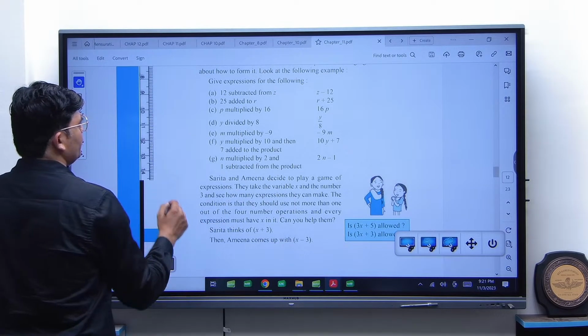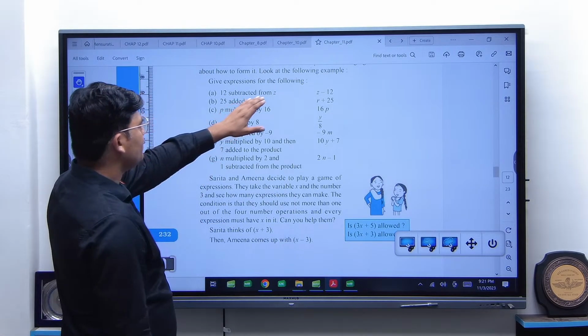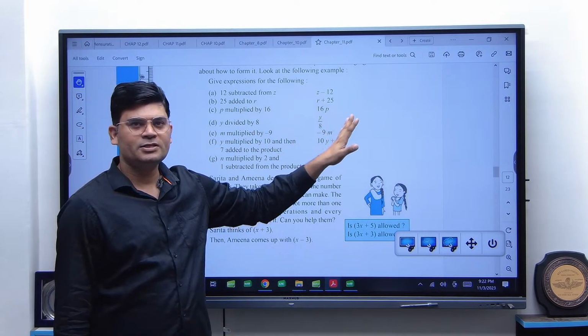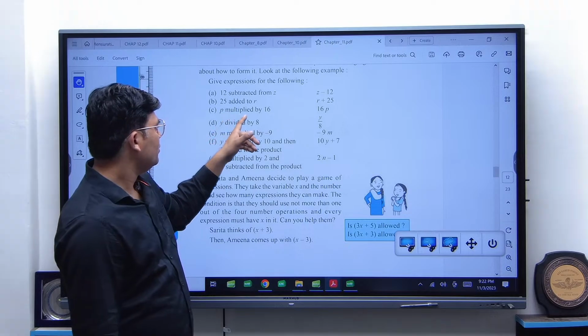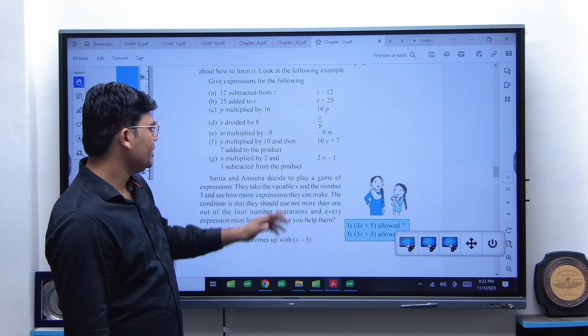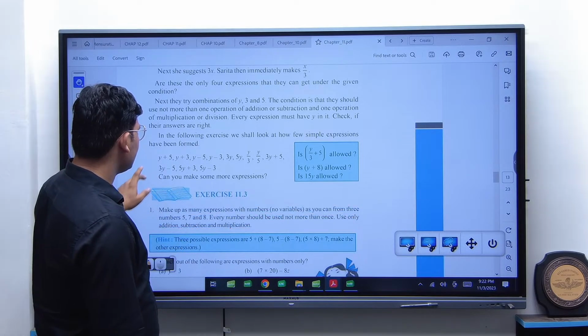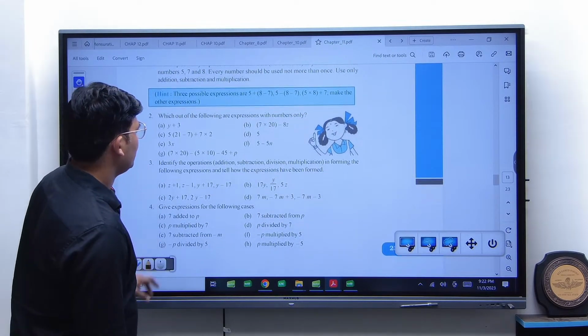Give the expression for the following. 12 subtracted from z; p multiplied by 16, which is 16p; y divided by 8, which is y by 8; m multiplied by minus 9. So you know all this, I think you must be knowing this. So let's do some exercise.